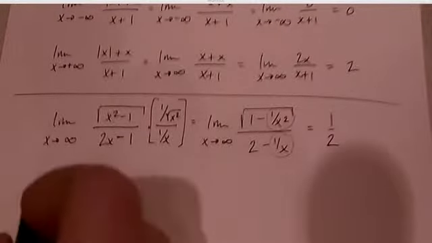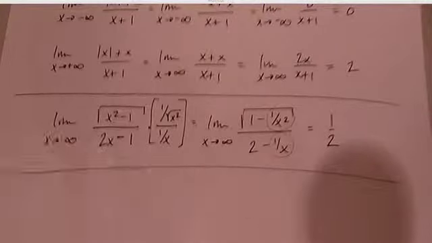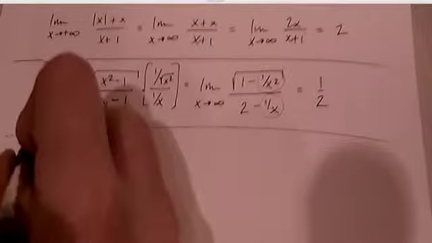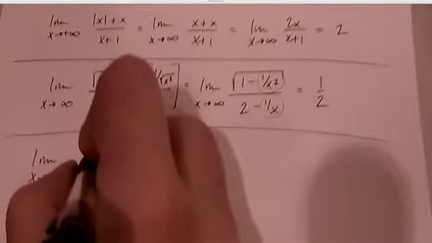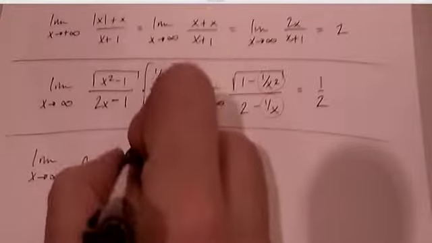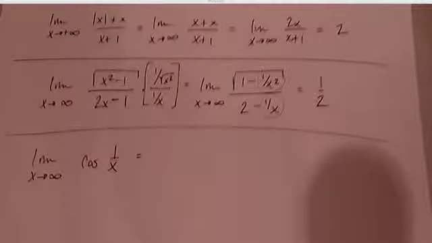Now, there are some limits at infinity where I will not be able to make recourse to my theorem because they are not polynomial in nature. So what happens if I ask, what is the limit as x approaches infinity of cosine 1 over x? Here we just have to reason it out. As x goes to infinity, what happens to 1 over x? Well, 1 over x goes to 0.